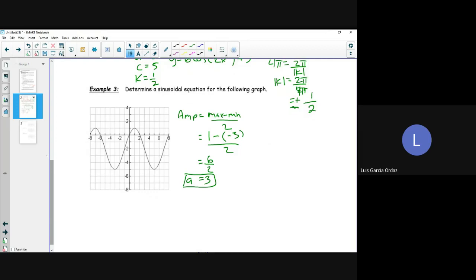What is the next easiest thing to find? What's the last value of the graph? The equation of the axis, C. I was thinking of that. So C is equal to, nope, that would be our amplitude, right? So if amplitude is max minus min, what would our axis equation be? The max plus the min divided by 2. Yep, max plus the min divided by 2.